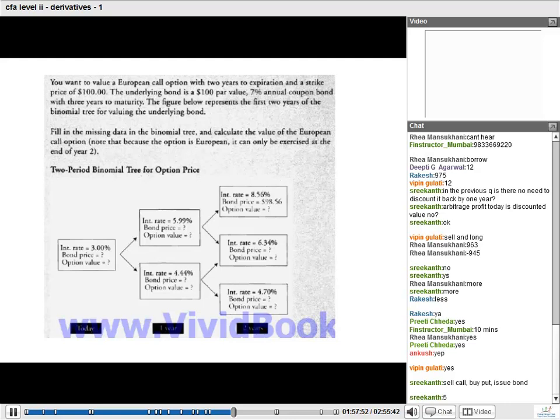So let's see how the data looks. The following information is given. At the beginning of the year, the interest rates are 3%. At the end of 1 year, interest rates can either move up to 6% or they can fall down to 4.44%.